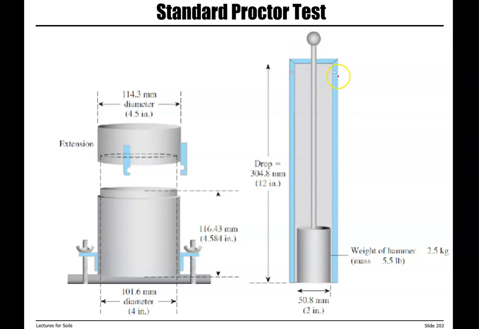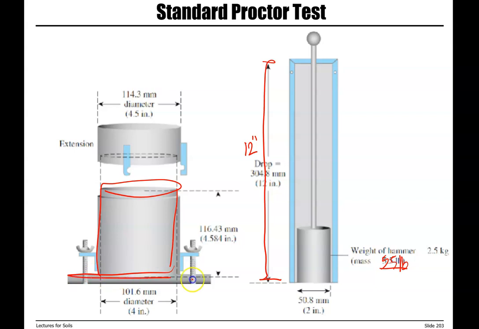So this is the hammer. Again, weight of hammer is 5.5 pound, which is equal to 2.5 kilograms, and it's dropped. So we use this container to make sure that we are following the correct height of drop. So the hammer is dropped from 12 inches on top of the soil. This is the mold that we use.